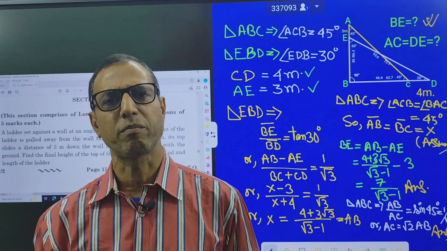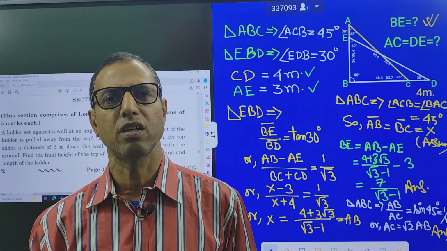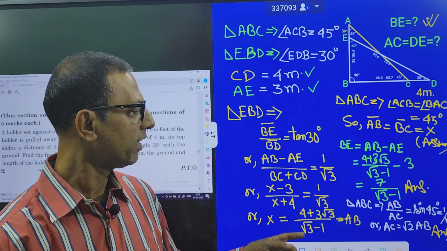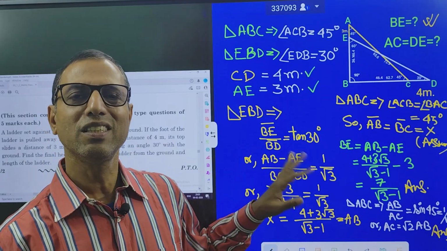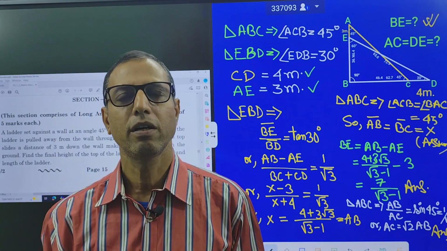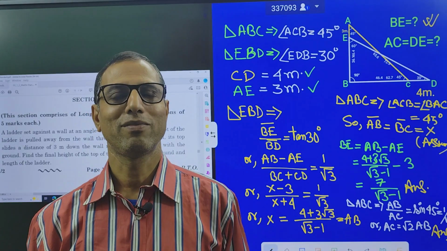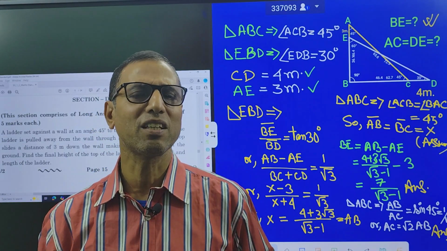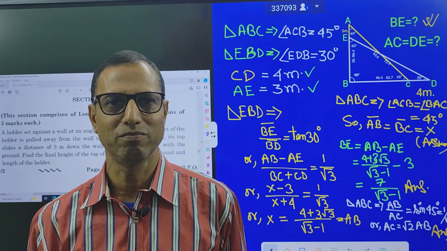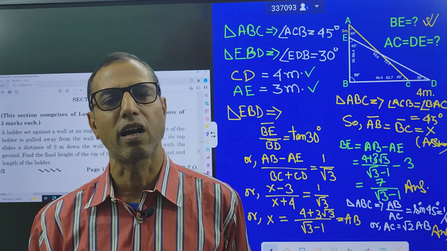Already I have uploaded another long answer type question from the CBSE board exam, class 10. So this is the kind, you just need to transform the entire story into pictorial form. Then it will be very simple, and you just need to simplify the calculation a bit. The rest is not at all a hard one.